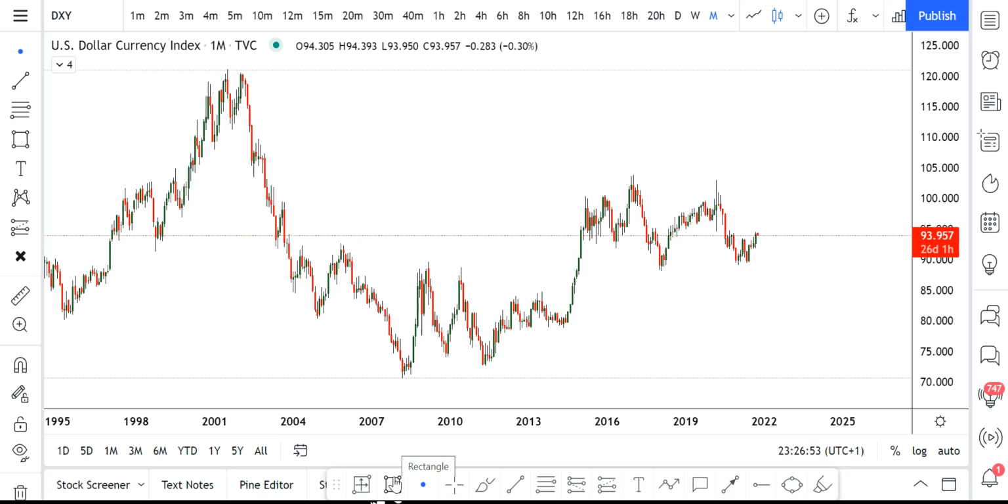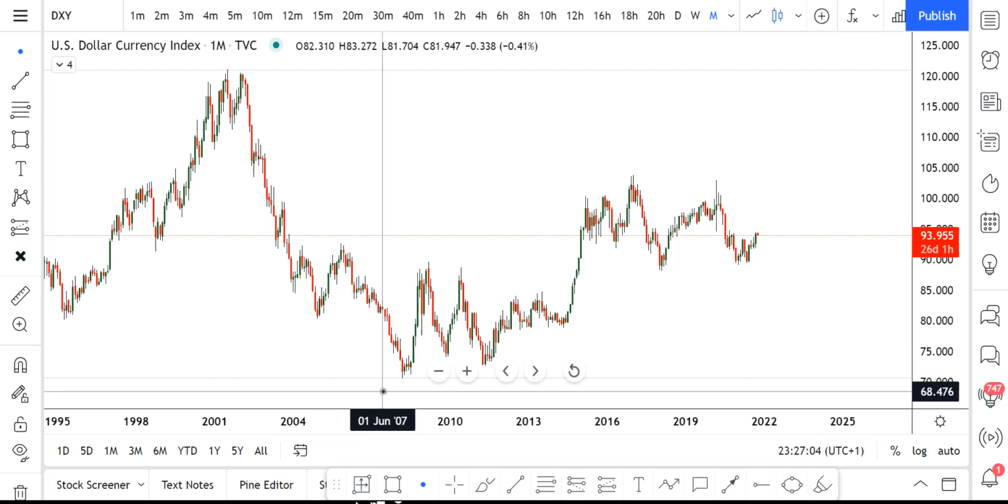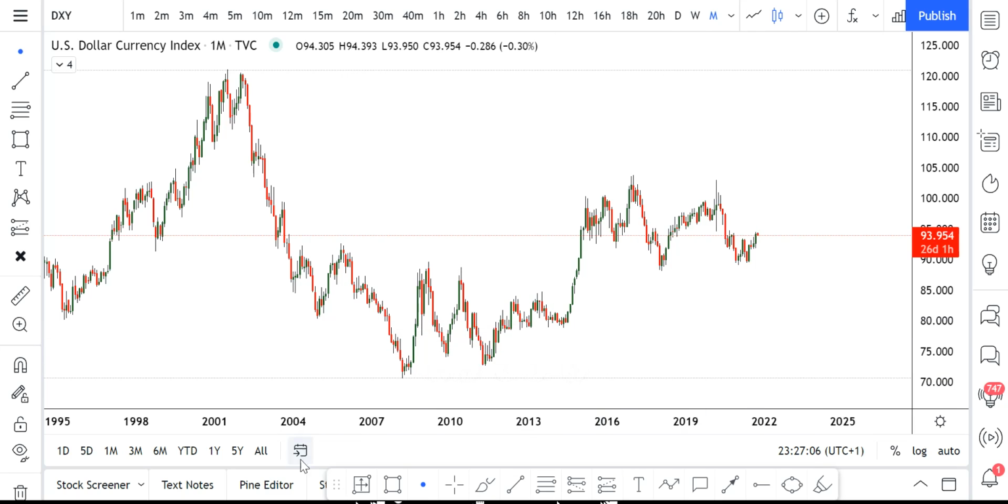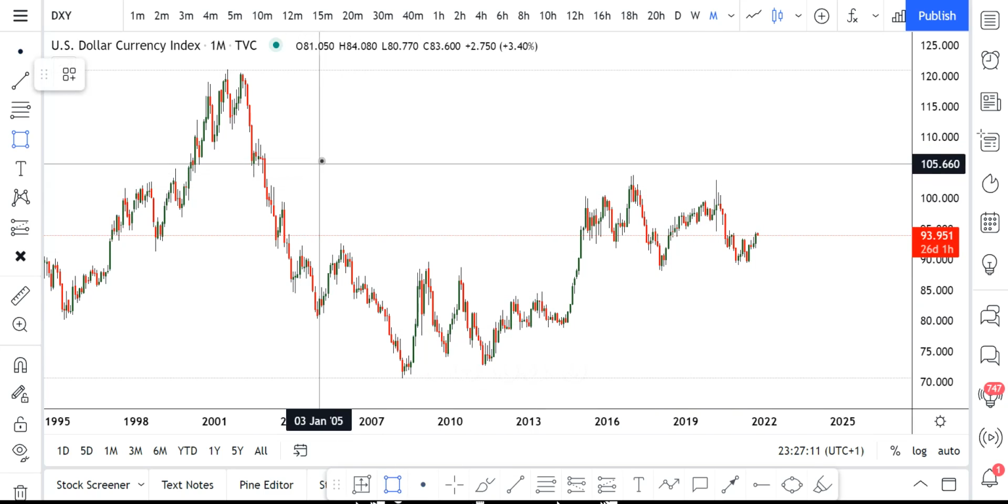Let's continue as we always analyze the forex index, the strength for each of the currency pairs in the forex market. So let's start with the XY, which is the dollar index. What can we see so far?